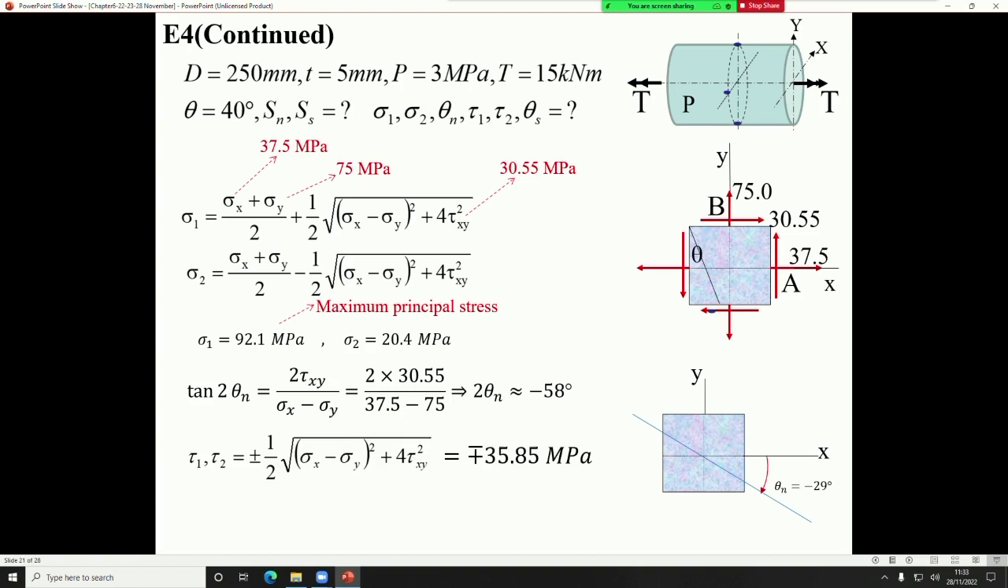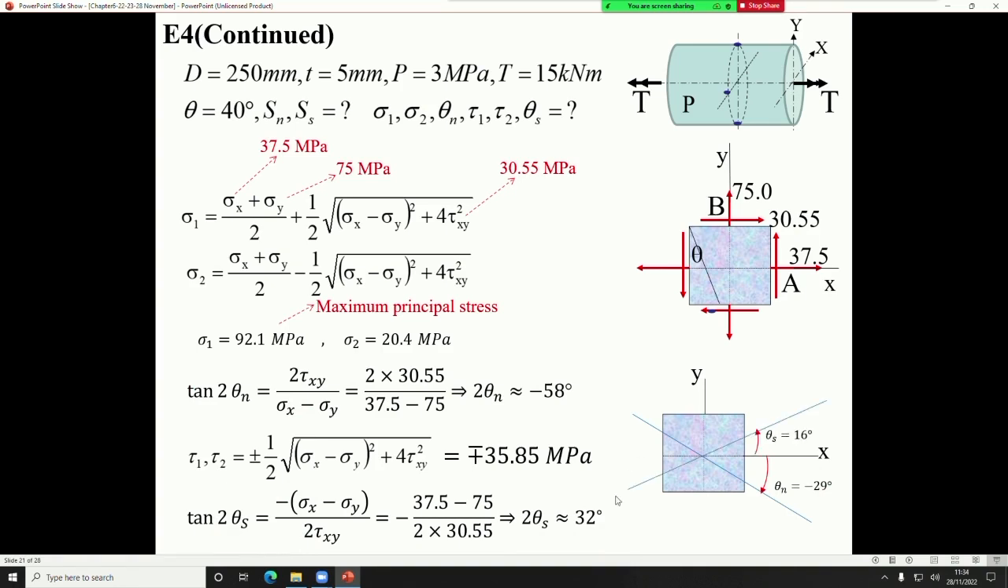So this is 35.85 megapascals. And that's exactly equal to 92.1 minus 20.4 divided by 2, plus minus. You can either use this equation or find the difference between these two, plus minus, divided by 2. And tangent of 2 theta s, you can either use this equation, we can see it is equal to minus (sigma x minus sigma y) divided by 2 tau xy, because the product of these two is equal to minus 1, equal to 32 degrees. So if I rotate this by 45 degrees, I reach theta s. So minus 29 plus 45 gives me this angle here. Oh, sorry, 16 degrees. My apologies. So these two give this 45 degrees.